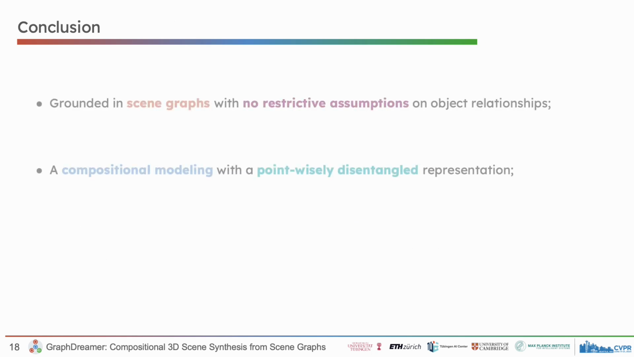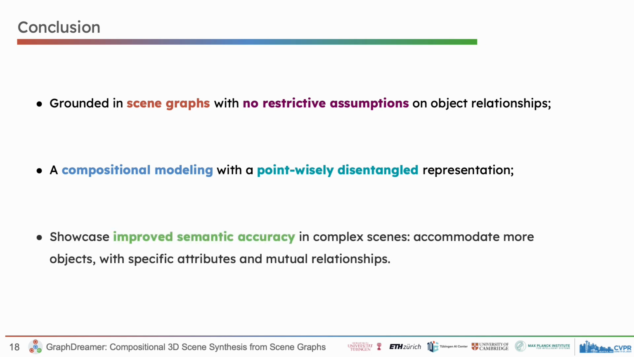In summary, we propose a graph-grounded generation method to transform semantic descriptions into 3D scenes, while keeping each object separable, without imposing any restrictive assumptions on their relationships. We showcase improved semantic accuracy when applied to complex scenes involving multiple objects with specific attributes and mutual relationships.